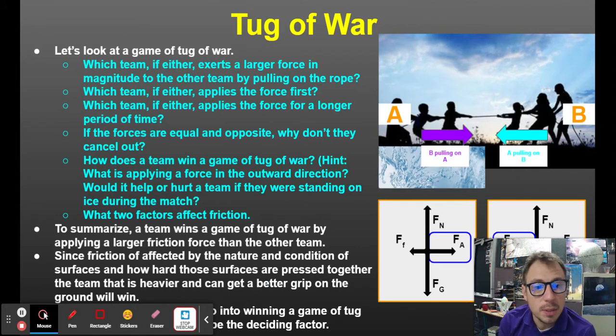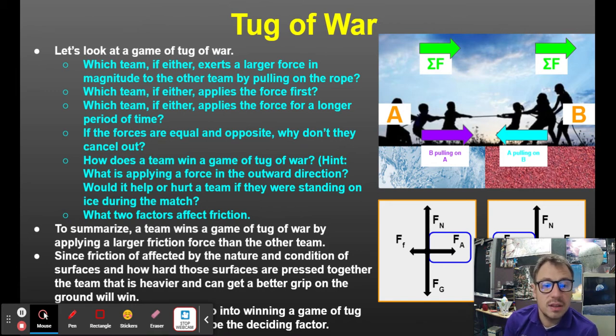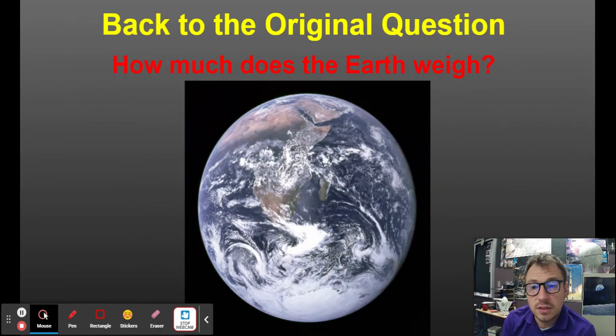But if I put team A on a block of ice and team B on a rubber mat and they started pulling, well, team B is going to have more traction. Yeah, they're pulling with the same force, but team B can apply a larger force in the outward direction in order to win the game of tug of war. So you don't win necessarily by being the stronger team. You win by having the most traction and being able to apply that frictional force outward more than the other team.